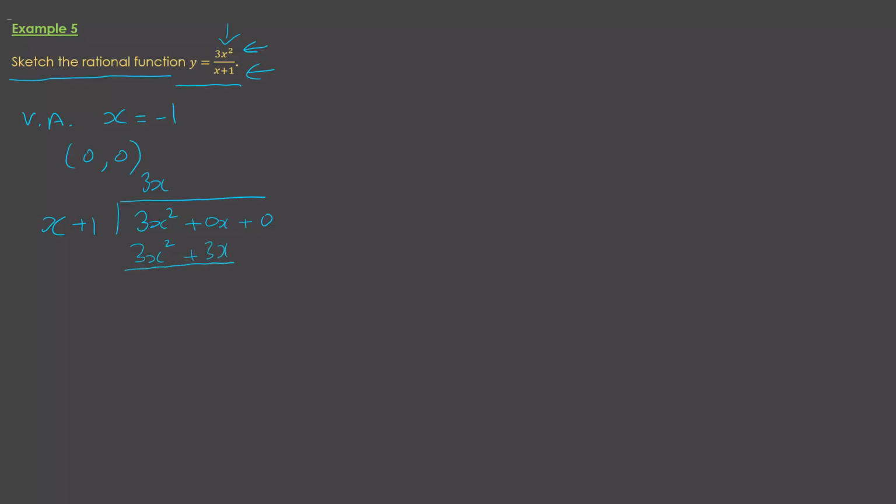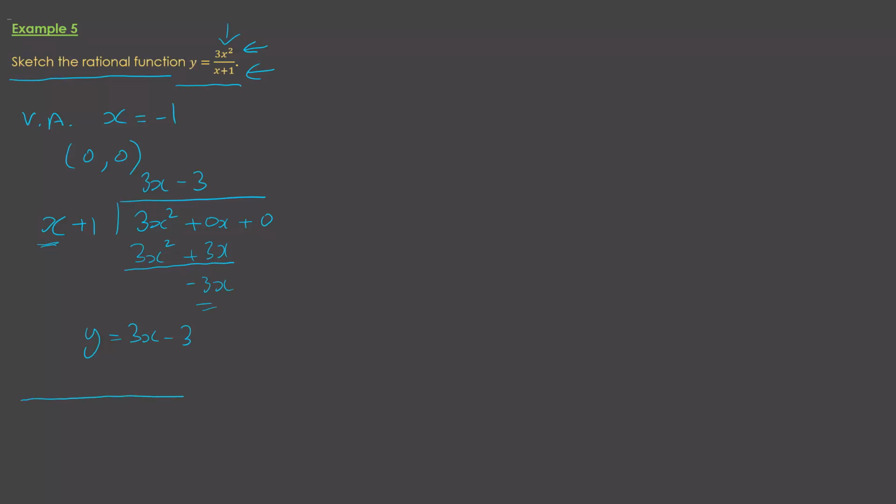If we subtract, we get negative 3x. What would we multiply this by to get negative 3x? That would be negative 3. So we get y is equal to 3x minus 3 as an oblique asymptote.